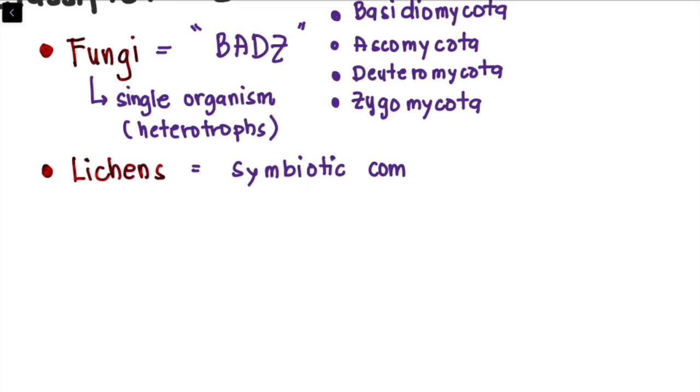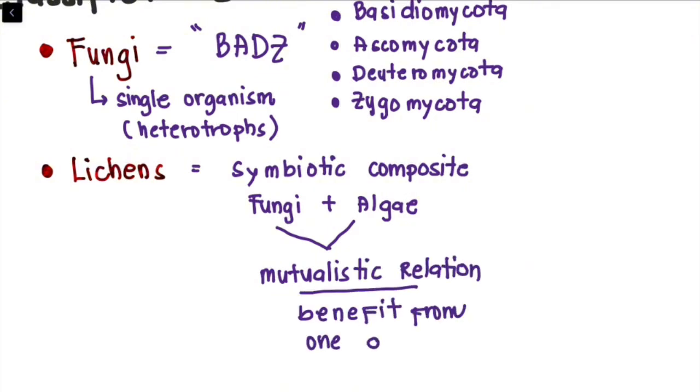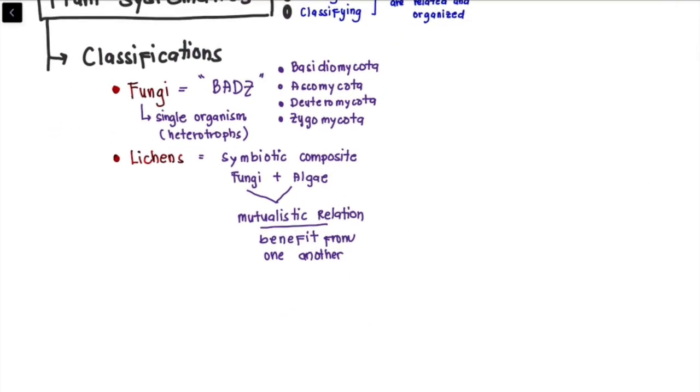Next, we have the lichens. Tandaan, ang mga lichens, symbiotic composite. So meaning, fungi plus, for example, algae. So meron silang mutualistic relation wherein they benefit from one another. Yun po yung symbiotic na sinasabi natin. So i-analyze natin tong dalawang classification.